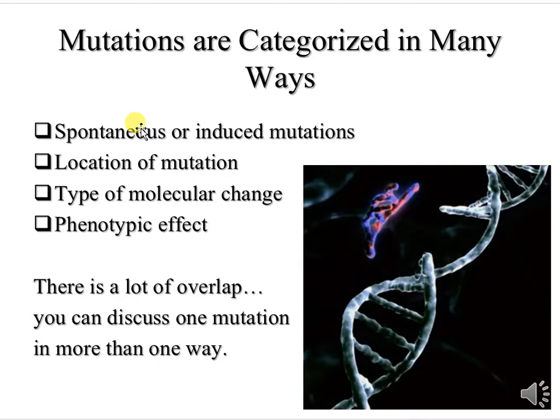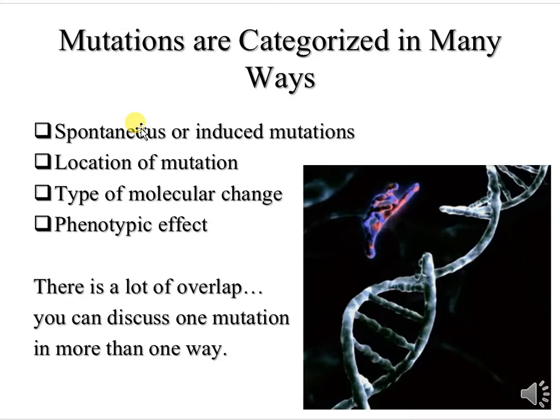They can also be categorized by the location of the mutation. Many are categorized by the actual type of molecular change that's induced. So, for example, was an adenine converted to a guanine, or was an adenine deleted, or was cytosine replaced for thymine, etc. And then you have your phenotypic effects for categorizing, the actual influences to the observed traits of that individual.